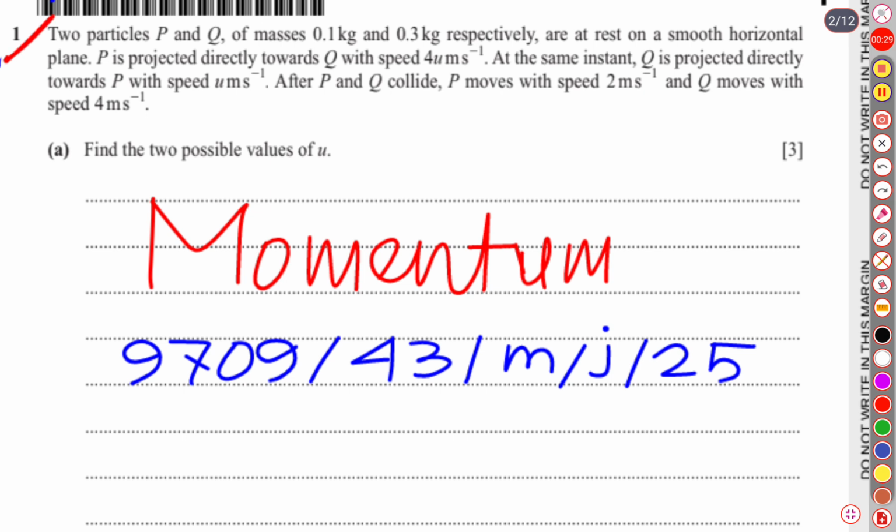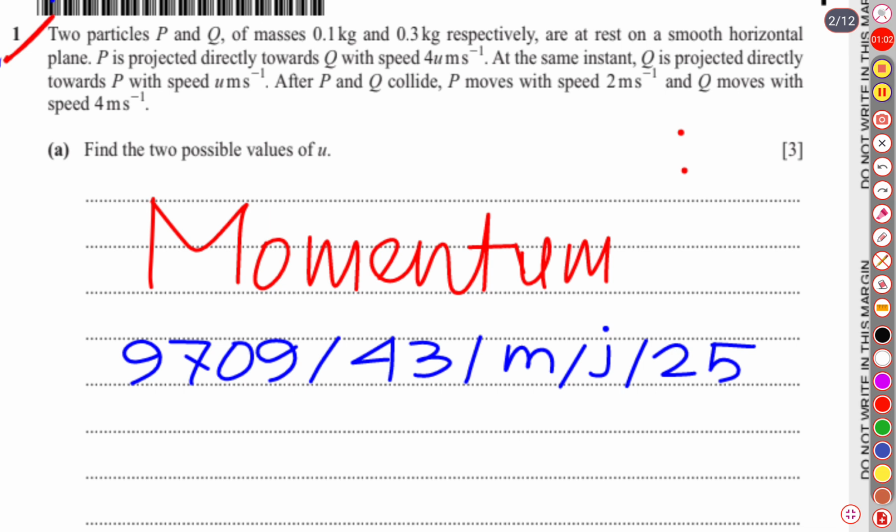Let's read question number 1. Two particles P and Q of masses 0.1 kg and 0.3 kg respectively are at rest on a smooth horizontal plane. P is projected directly towards Q with speed 4 meter per second. At the same instant, Q is projected directly towards P with speed u meter per second. After P and Q collide, P moves with speed 2 meter per second and Q moves with speed 4 meter per second. Find the two possible values of u.